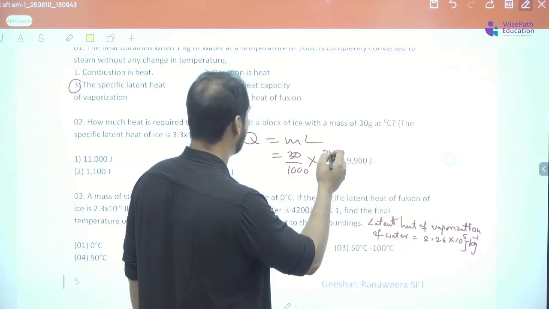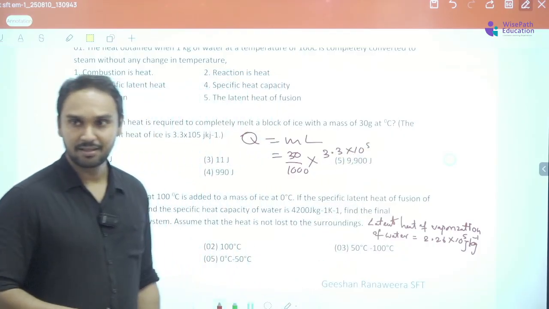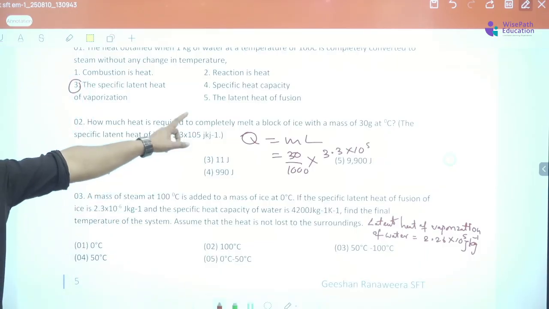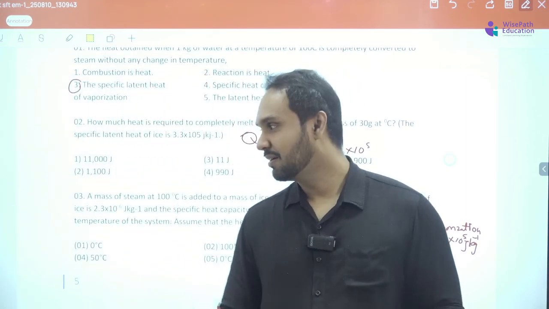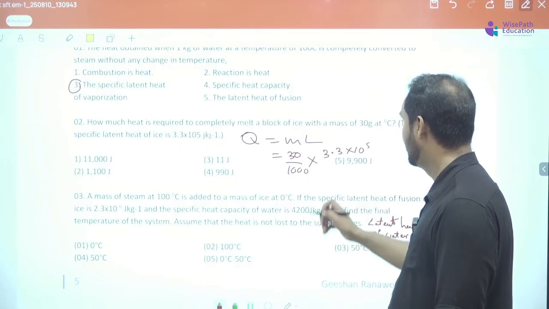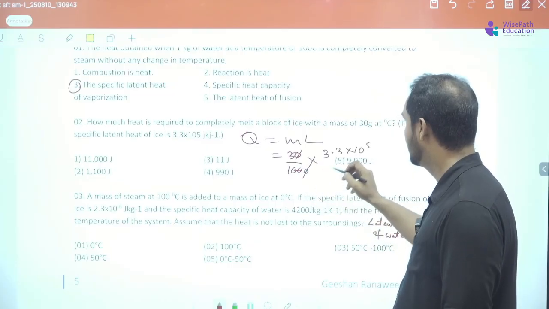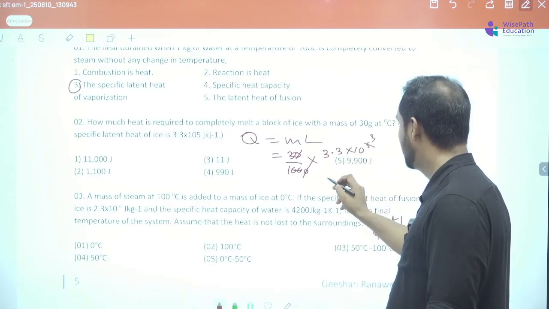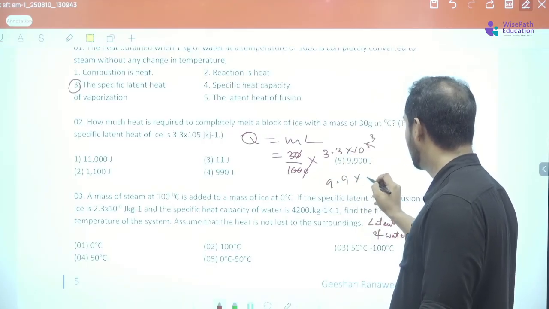You took it differently. It's not 10 to the 5 as a number, that is 10 to the power 5. Usually it gives 10 to the power 5 values. So you multiply it. Now the zeros can cancel out, two of the zeros are there. That will be 3, that will be 9.9 multiplied by 10 to the power 3.